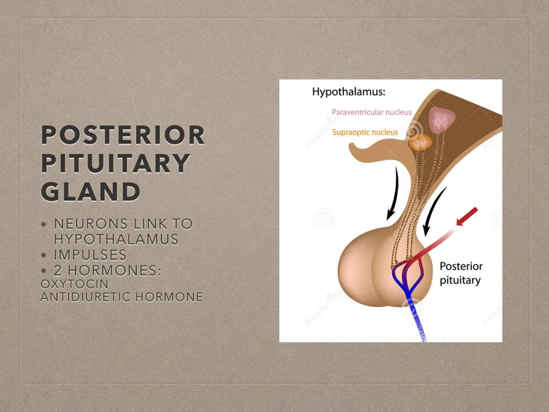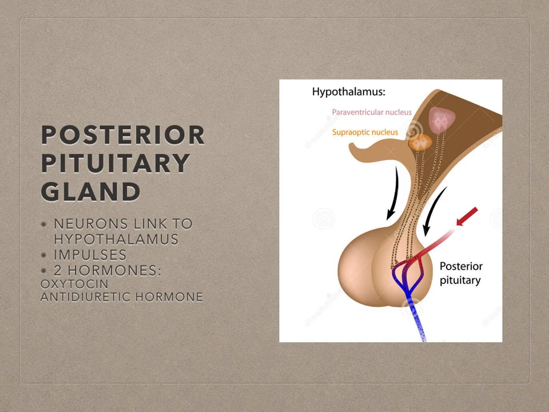oxytocin and antidiuretic hormone. Oxytocin is a hormone that's involved in social interactions in both males and females. It's responsible for the contractions of the uterus that will be necessary in the birth process. It's also involved in the release of milk from the mammary glands during breastfeeding. And it can elevate blood pressure a little bit. It has another name called vasopressin, and so sometimes it's used to do that.